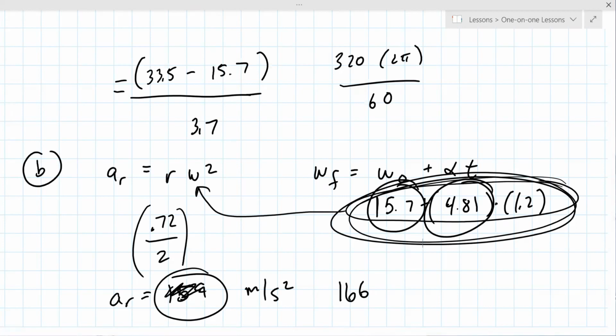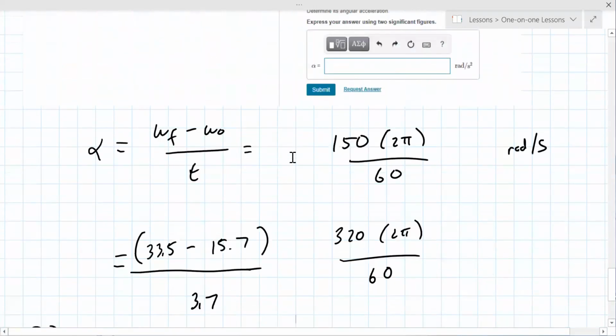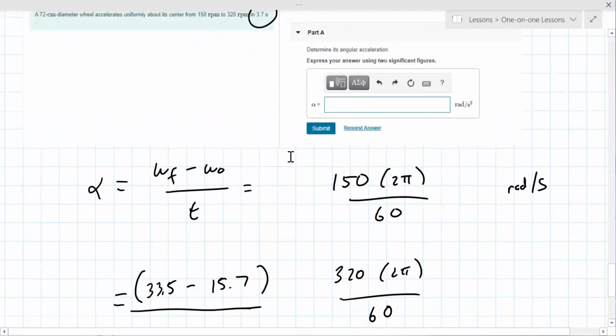Okay, let me jump in here. I'm going to have to go back, and you have to store values. So omega final is 150 times 2 times pi over 60, so that's about 15.7. Or that's omega zero.